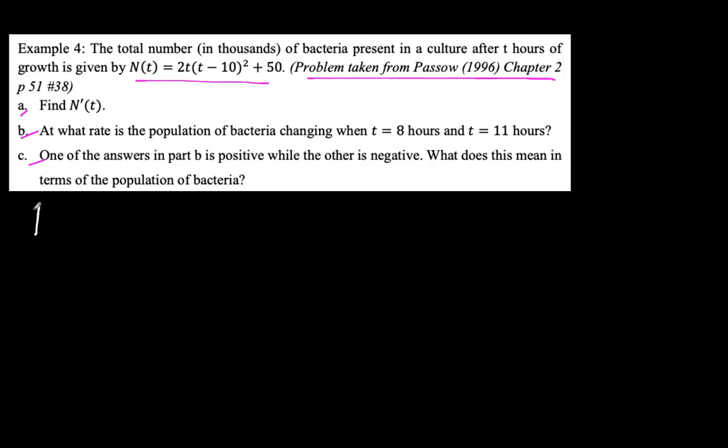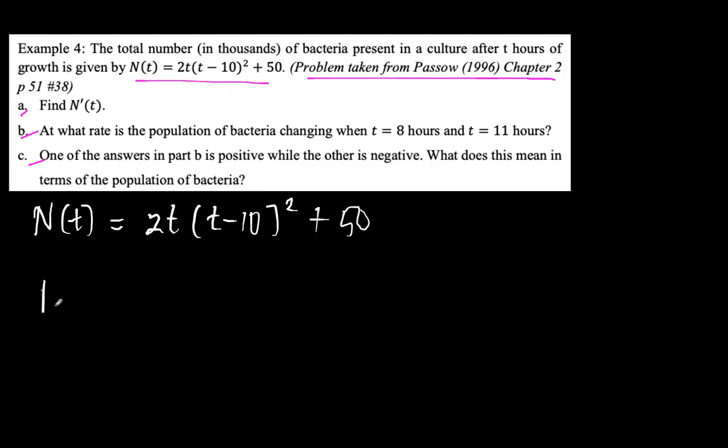For letter A, our n of t is 2t times (t minus 10) squared plus 50. We're going to differentiate this to solve for A, so we need the derivative of n in terms of t. This is a product of 2 factors, therefore we're going to use the product rule. Or if you want, you can expand this and find the derivative term by term. But let's use the product rule.